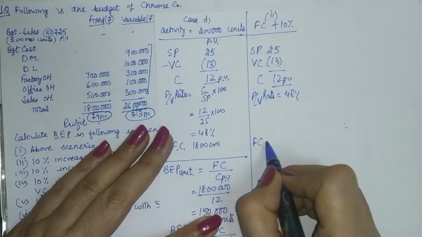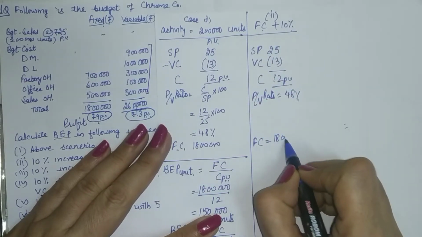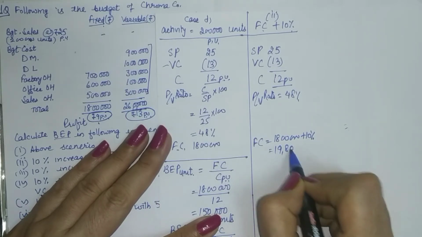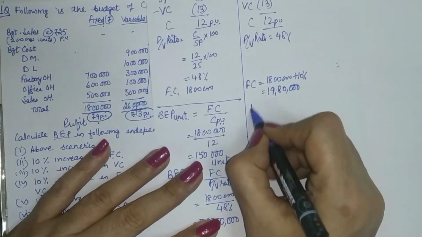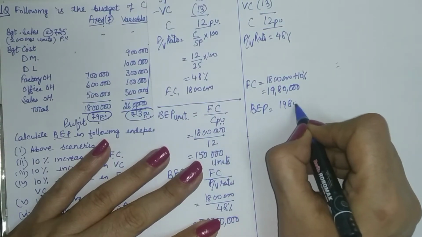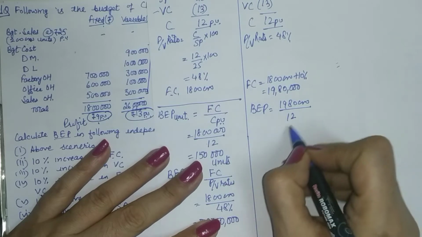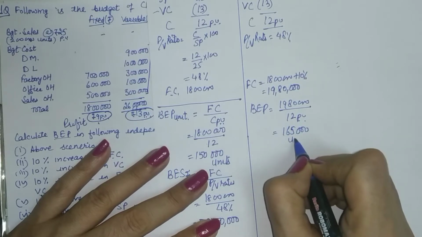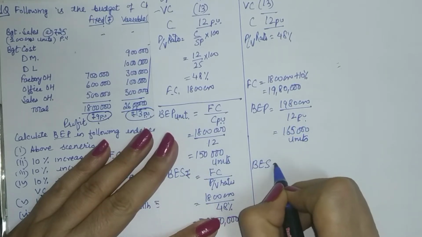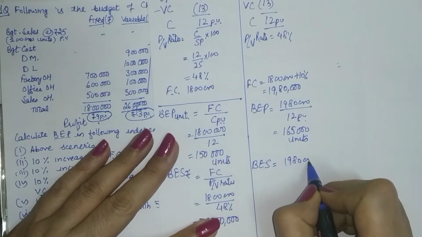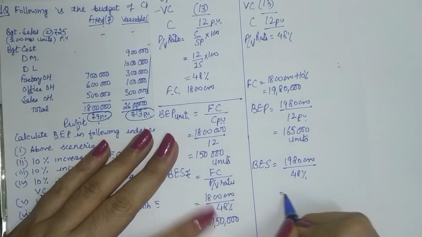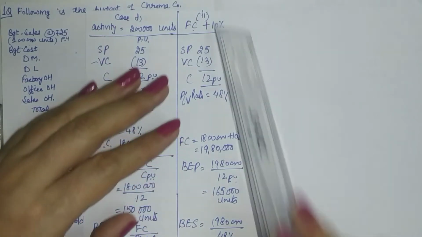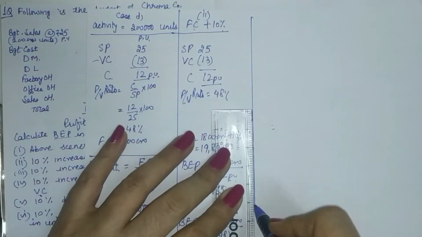So now fixed cost is a 10% increase, so 18 lakh plus 10%. If you add 10% of this, your fixed cost is going to be 19 lakh 80,000. Alright. So break even point now will be fixed cost upon contribution per unit, that is 12 rupees. So that gives you 1,65,000 units, and break even sales with this formula will be fixed cost upon PV ratio, which happens to be same. So it is now 41,25,000.